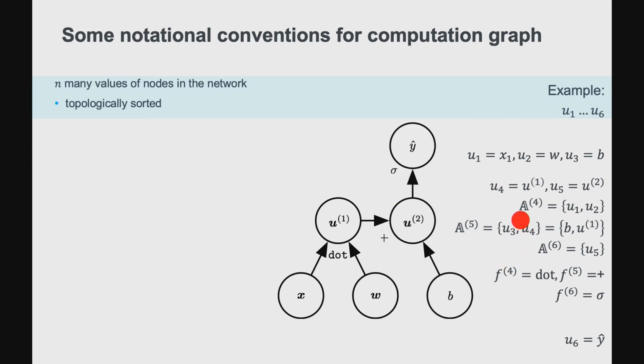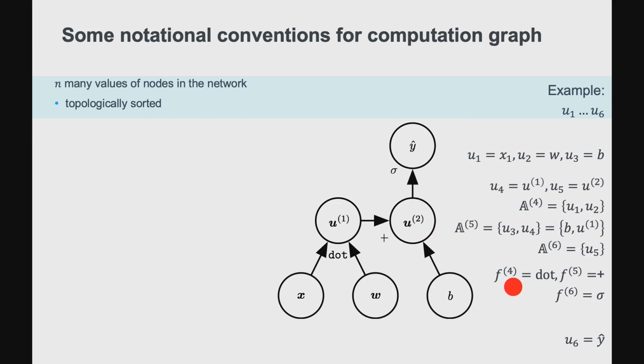I have, for a particular node like U4, defined the ancestors. A stands for the ancestors. The ancestors of 4 are U1 and U2. This is U4, this is U1, and this is U2. So I have an ancestor relationship. And U5, this is this one here, has the ancestors U3, this is this one here, and U4, this is this one here. The ancestors of 6, this is this node here, is just U5.